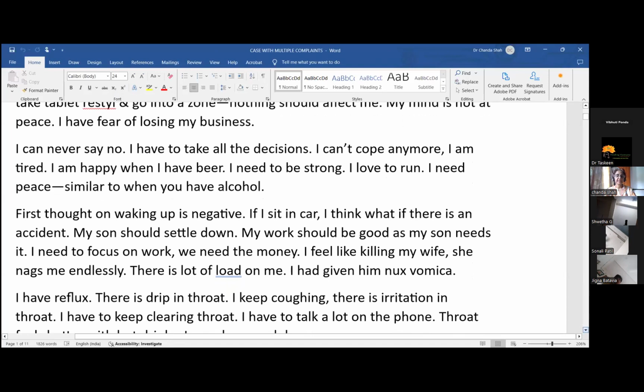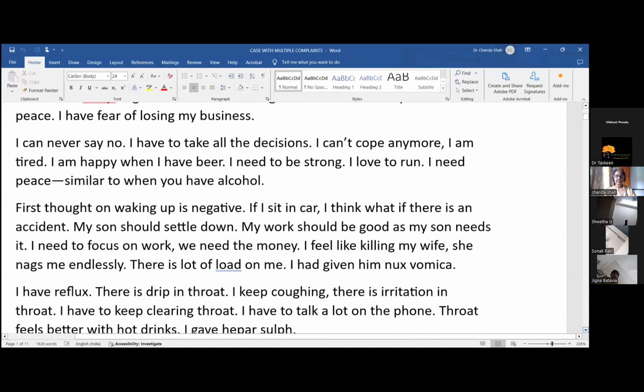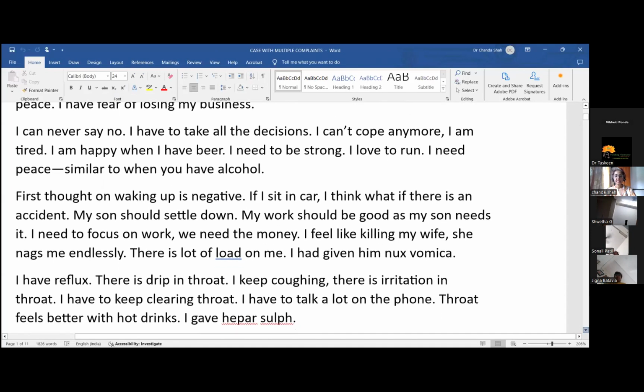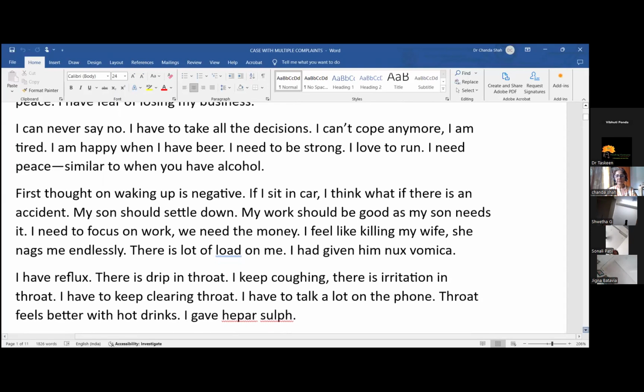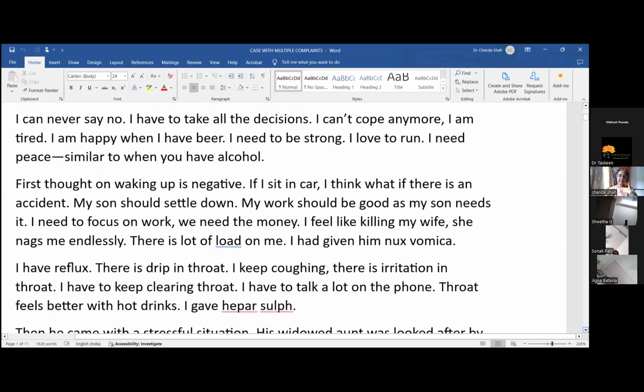Then he said, I have reflux. There's some drip in the throat. I keep coughing. There's irritation in the throat. I have to keep clearing my throat. I have to talk a lot on the phone. And the throat feels better with hot drinks. So that time I gave him Hepar sulph. Okay.